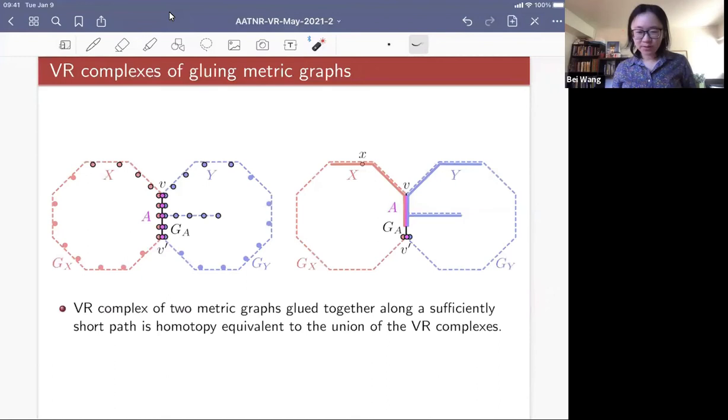So the high level idea is that you are studying what happens if you glue along sufficiently short paths, but there are also conditions where it doesn't have to be a single path. It can also be what you just said, something that is contractible.